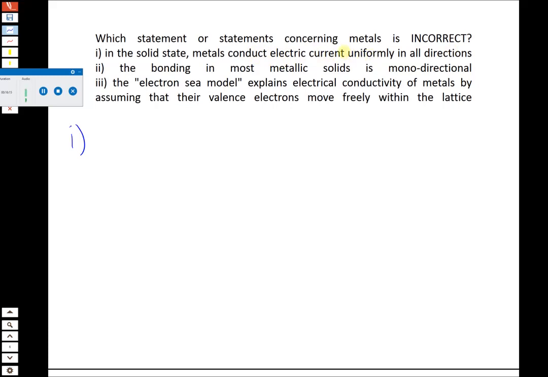So in other words, the electrons can delocalize uniformly in all directions, which means that the electrical conductivity, the ability for those electrons to move through the solid, is also the same in all directions. So this statement is going to be true.